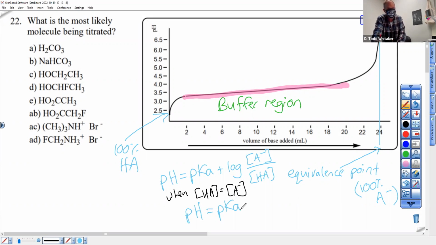After 24 milliliters of base, you had 100% A minus. You had 100% HA when you added no base. Where's your half equivalence? You can say your answer again this time. 12, thank you. So we got a 12. I want to draw a straight line. Not bad. And I want to know what pH exists at the half equivalence now. Pretty close. Computers help a lot.